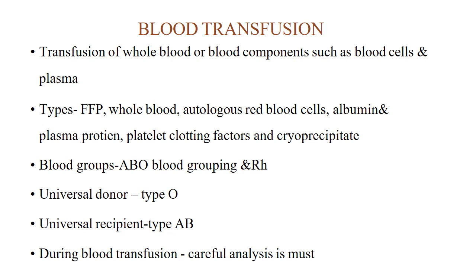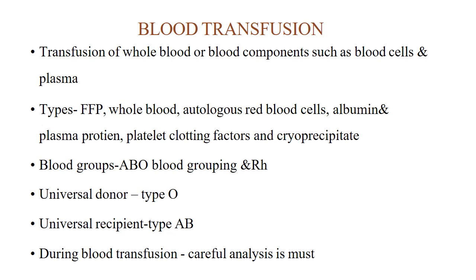The blood groups: we know that there is ABO blood grouping and the RH factor. If the RH factor is present, we call it A positive, B positive and so on. If the RH factor is absent, we call it A negative, B negative and so on. The universal donor is type O and the universal recipient is AB.